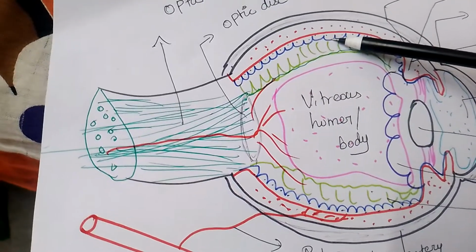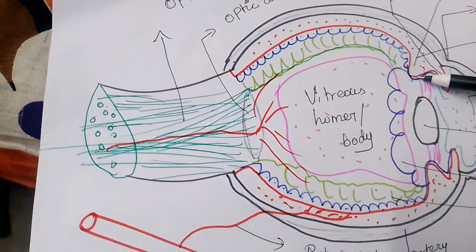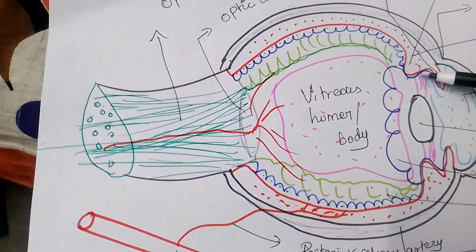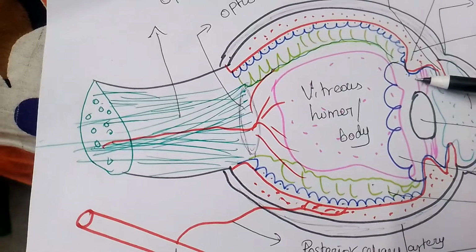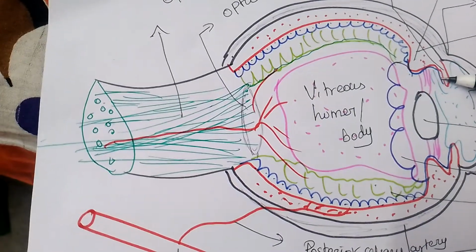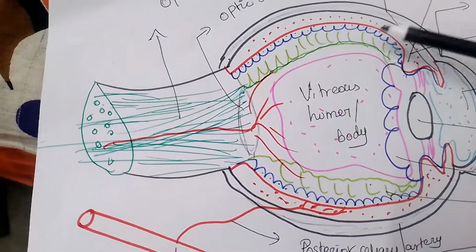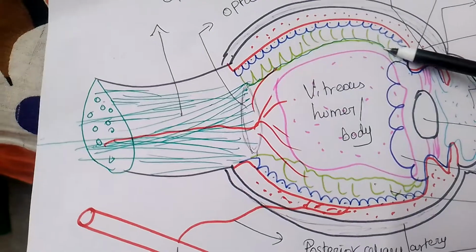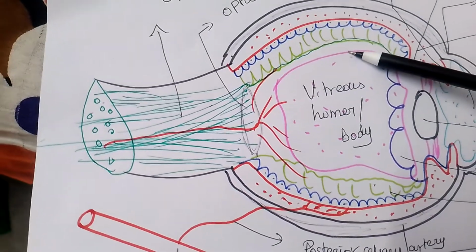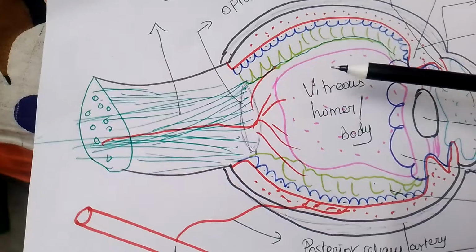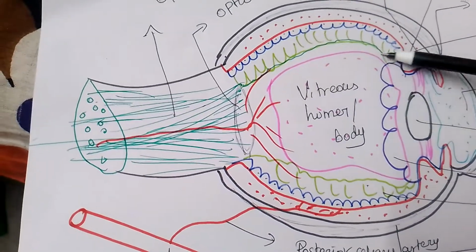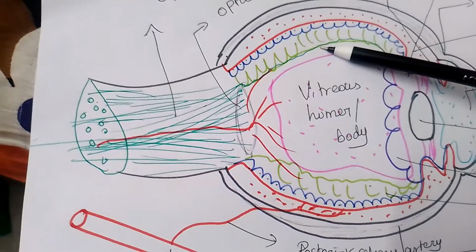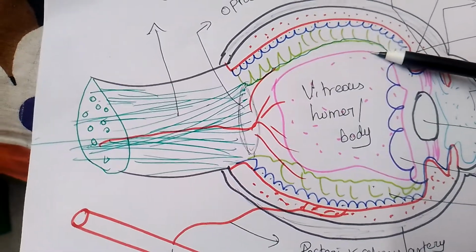The pigmented layer epithelium continues till the ciliary body and also in the iris. But in this part, the rods and cones are not present. So this retina is a part of the central nervous system, so we can see it through the ophthalmoscope. Through the ophthalmoscope, this is the only nerve which can be seen.